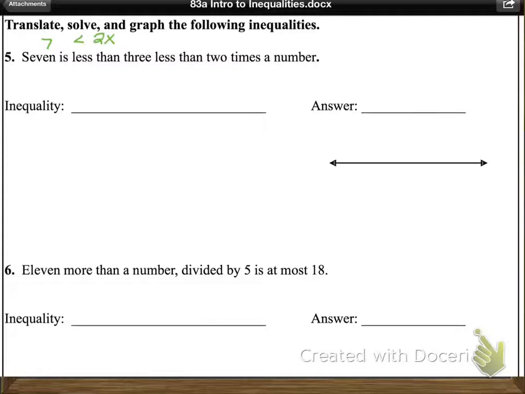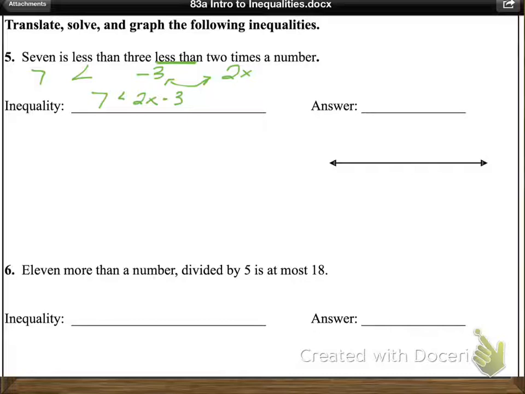Here, let me do it this way. I'll make it easier for you. Let's just write down everything that we have. So 7 is less than, so less than 3 less than, so that's -3, but less than is a switch word here. Now that's not an inequality, that's a switch word. 2 times a number, so 2x, right? But now we have to use the switch word to switch those around. So our inequality becomes 7 is less than 2x minus 3. Okay?